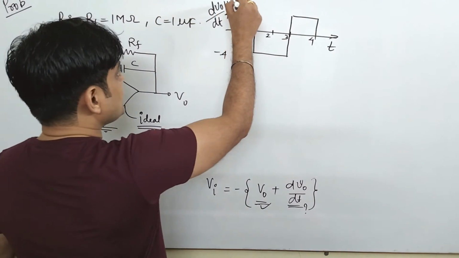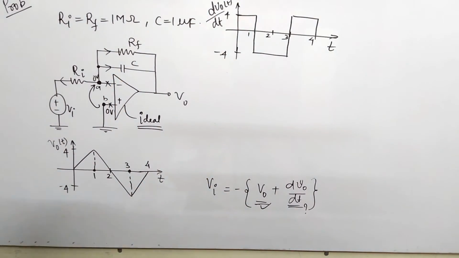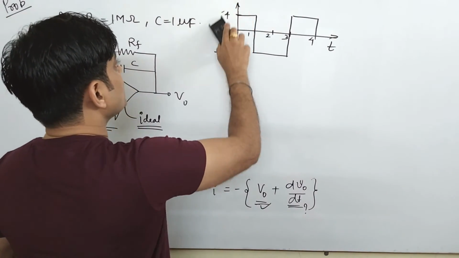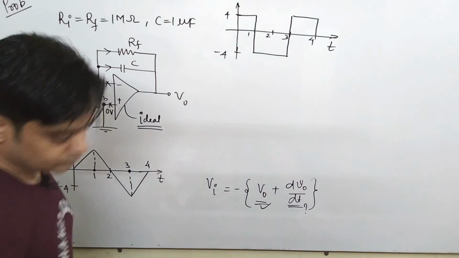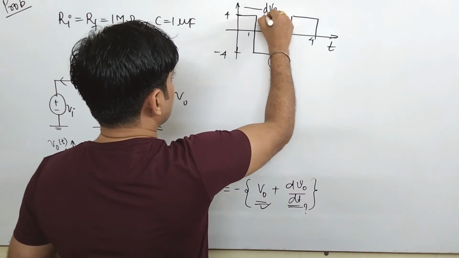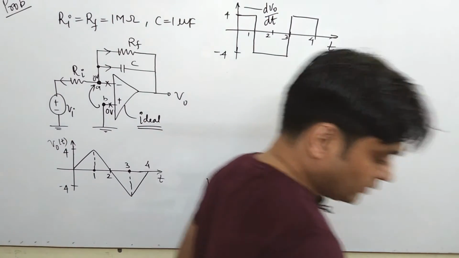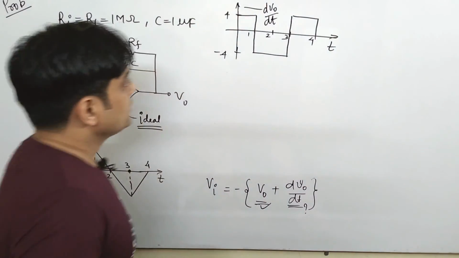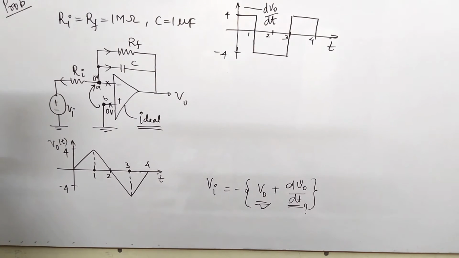So this is basically dV0(t) by dt. Once again I am explaining here. Maybe it is not visible to you. This waveform is for dV0(t) upon dt. Yes, this waveform is for dV0(t) by dt.